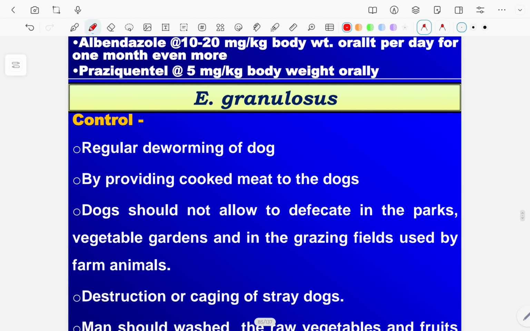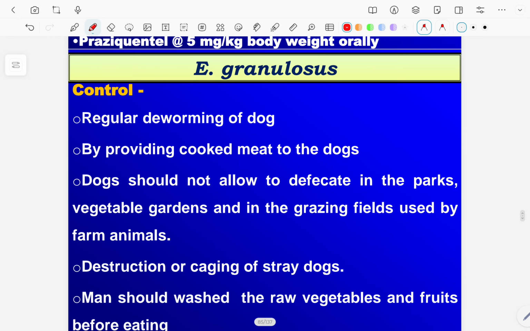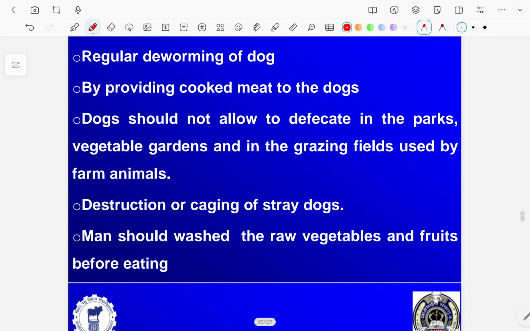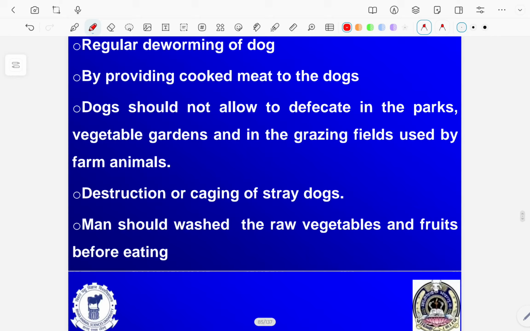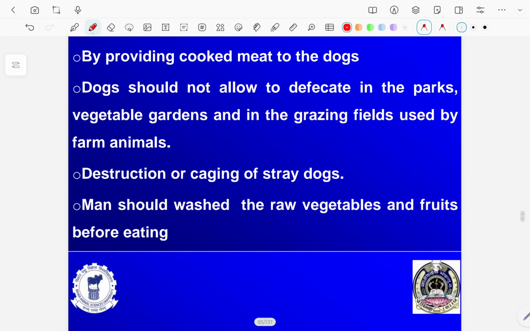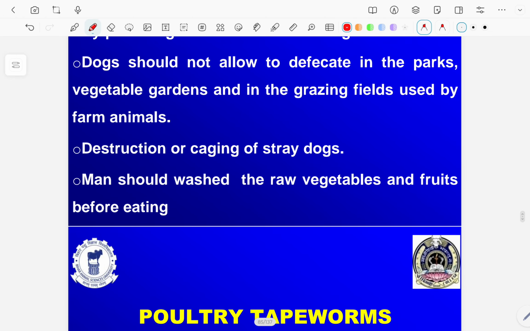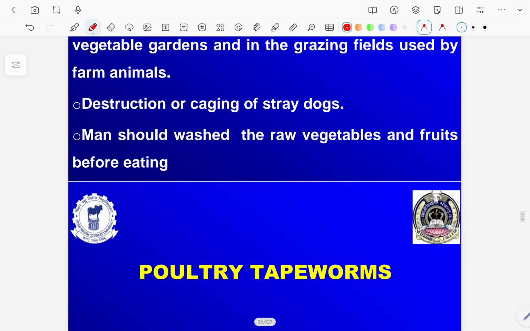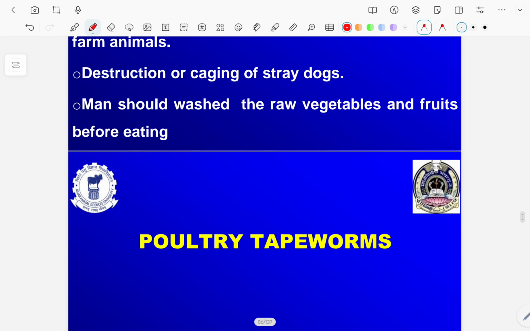Control: regular deworming of dogs, and avoid providing raw meat to the dog. Dogs should not be allowed to defecate in the park, vegetable garden, and in the grazing field used by farm animals. Destruction of stray dogs. Man should wash raw vegetables and fruit before eating.